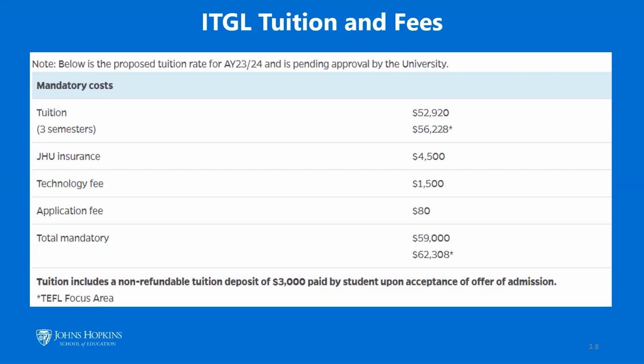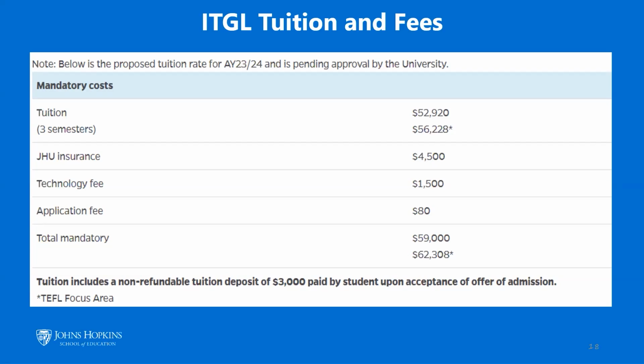Thank you, Ms. McMillan. The slide you're seeing now includes all of the ITGL tuition and fees that are required in the program. So you'll see that the tuition is for the 3-semester program, and the tuition for the focus areas with 33 credits is $52,920. For those of you interested in the TEFL program, that has additional credits that are a part of the program, and therefore the tuition is a slight bit higher.